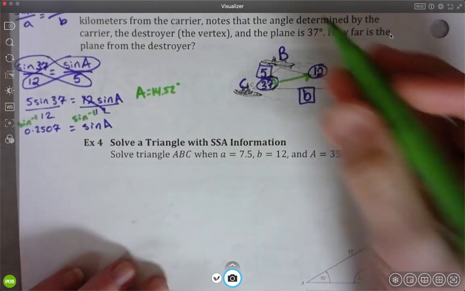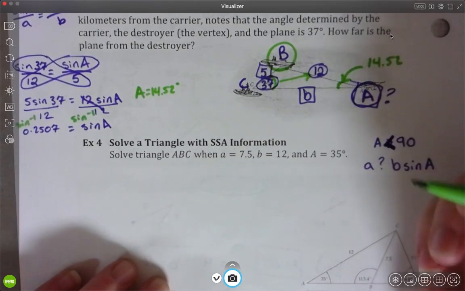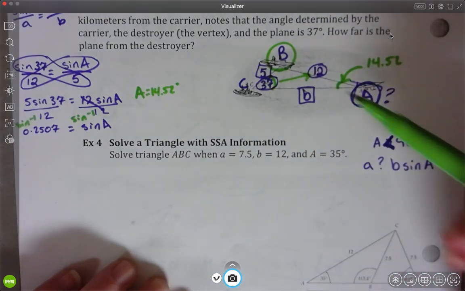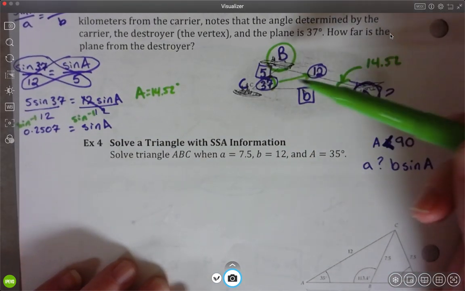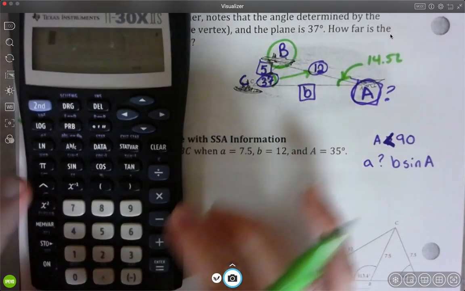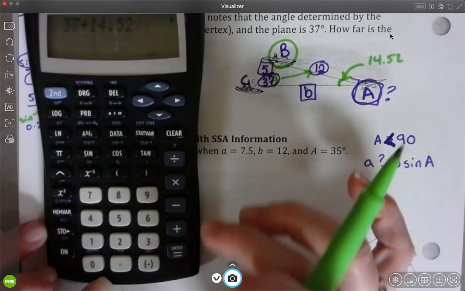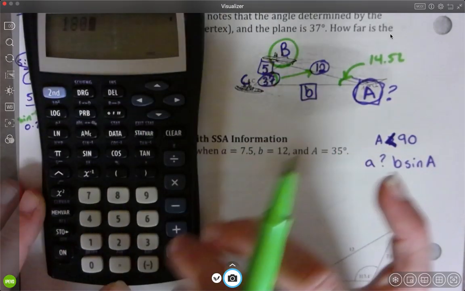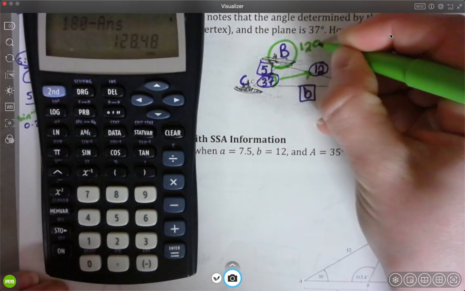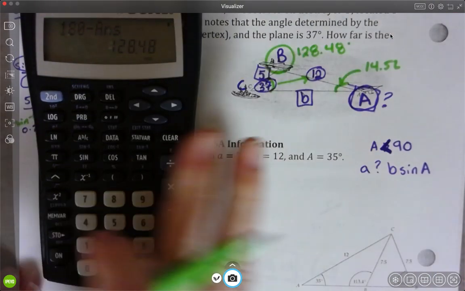Then what we can do is use that to figure out what angle B is, and then solve for little b, which is really what we're trying to get to. Hopefully you can still read this, but 37 and 14.52, I can put those together and then solve for what angle B is. So I'm just going to do 37 plus 14.52, and then 180 minus that answer, and that gives me that angle B is 128.48 degrees.